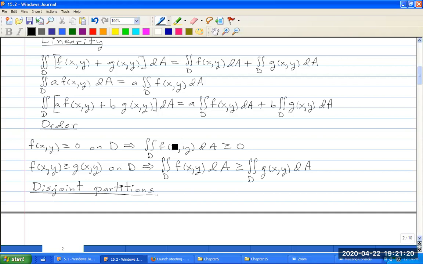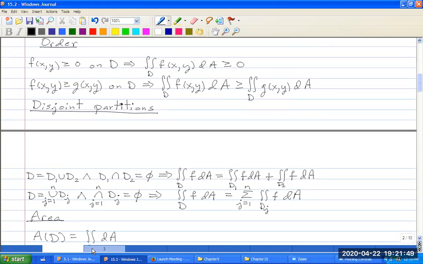Here, if I define f minus g in this first case and use linearity, I get the second case. If f is greater than or equal to g on D, then the double integral of f over D is greater than or equal to the double integral of g over D.